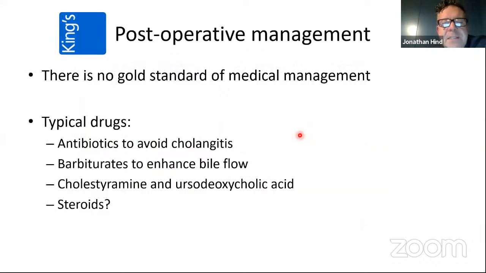Post-operatively, there's no gold standard, but again, the big units will have good standards of care and support from nurses and in the community for these children to try and improve the long-term outcome. Typical things that might be used: antibiotics to avoid cholangitis, enzyme inducing drugs to enhance the bile flow, possibly bile acid chelators or ursodeoxycholic acid to improve the bile flow. And another thing that's always debated are steroids, because it is an inflammatory condition in some of the cases, at least, or many of the cases.